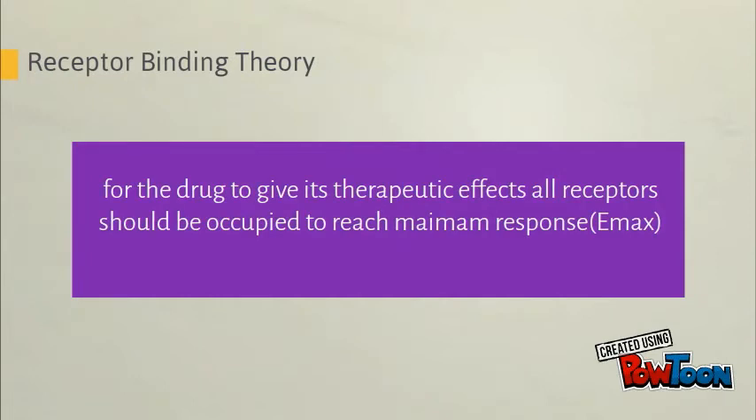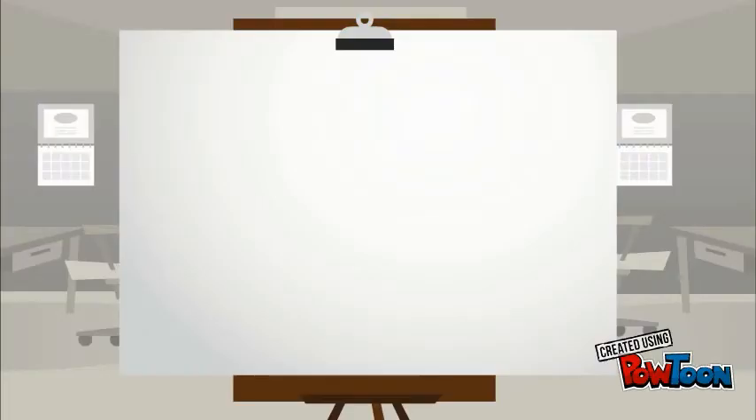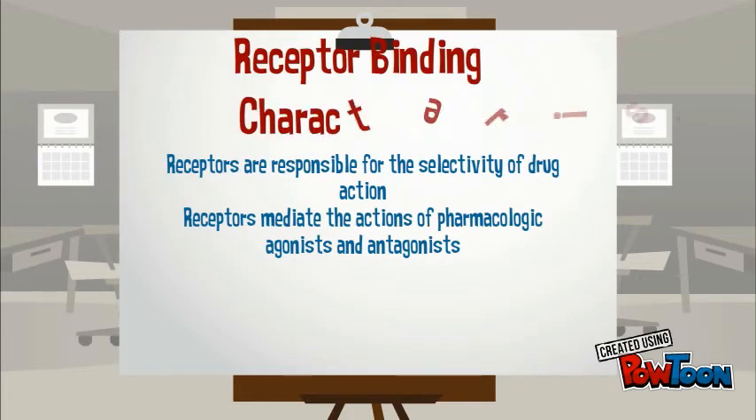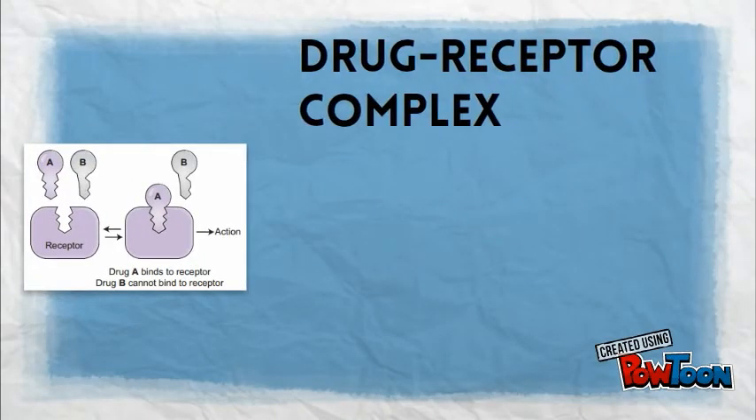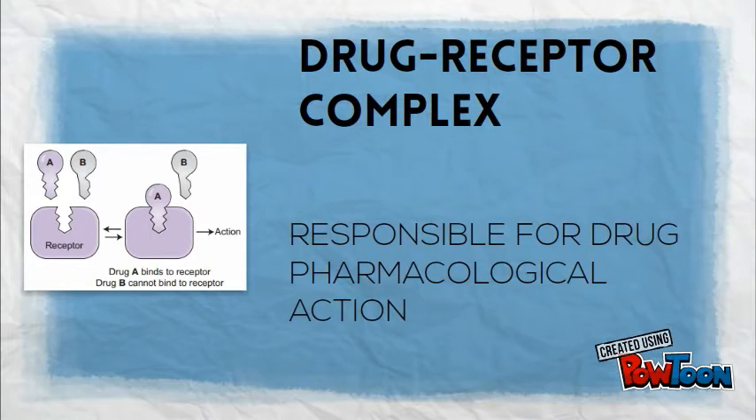Receptor binding theory. For the drug to give its therapeutic effects, all receptors should be occupied to reach maximum response. Receptor binding characteristics. Receptors are responsible for the selectivity of drug action. Receptors mediate the actions of pharmacologic agonists and antagonists. The drug-receptor complex is responsible for the drug's pharmacological action.